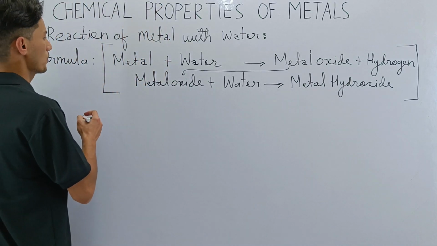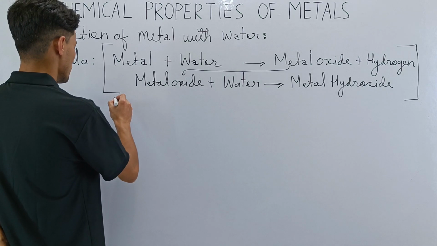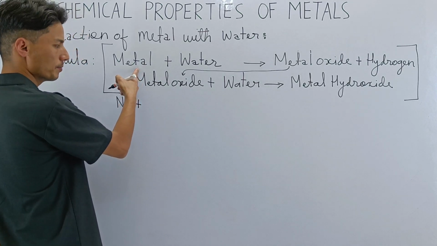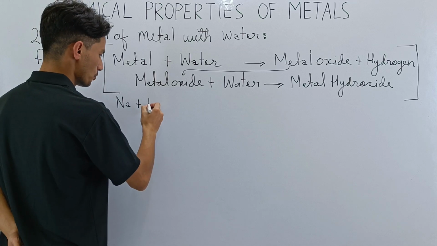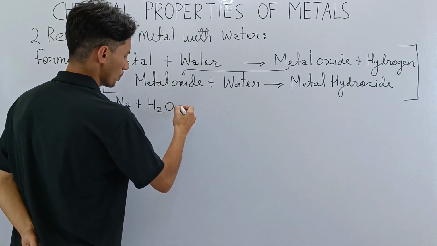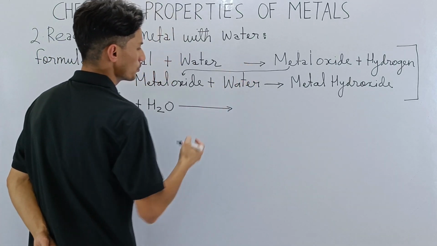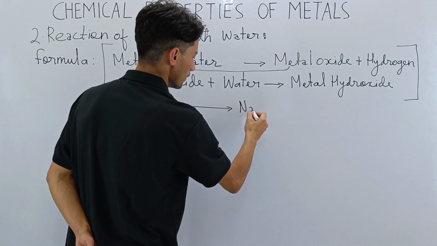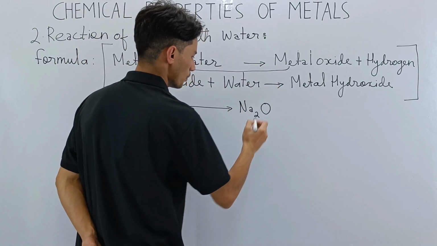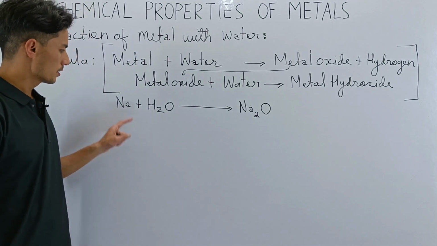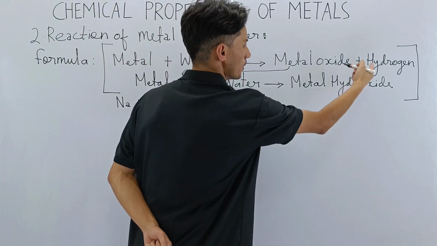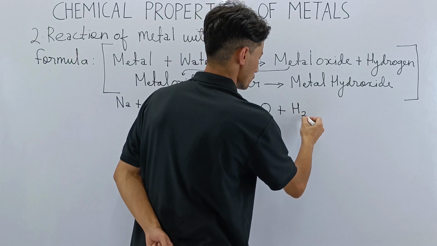So let's take one example. Let's take sodium plus water, H₂O. Arrow, what will we get? We will get the oxide of the metal, which will be Na2O. Are you all following, class? Okay. Plus, according to the formula, hydrogen, which is H₂.